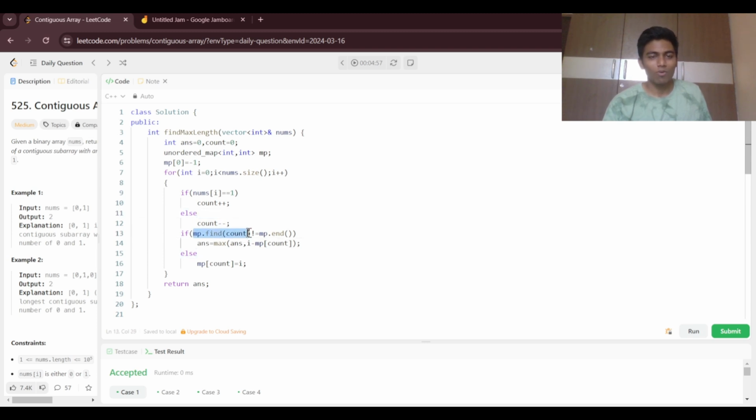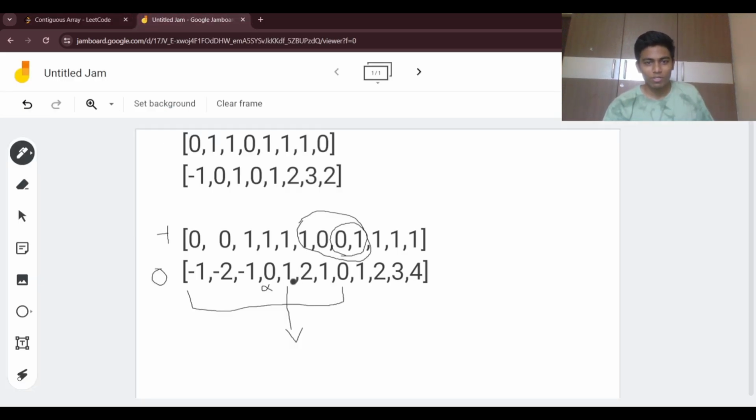And whenever I find this particular count previously, that means there is already a count which is present. So if I remove that particular array, this is what we are doing. Suppose I meet here, if I have this particular 0, then I am going to ask what is the index of this particular count. It is going to be -1. So I am going to consider this particular array as my answer.